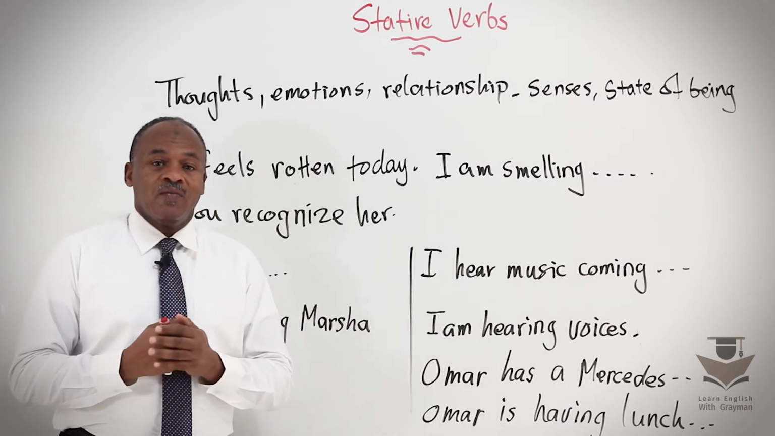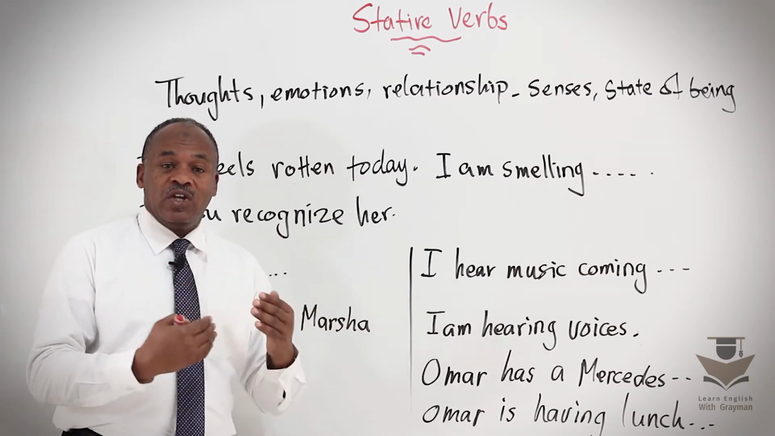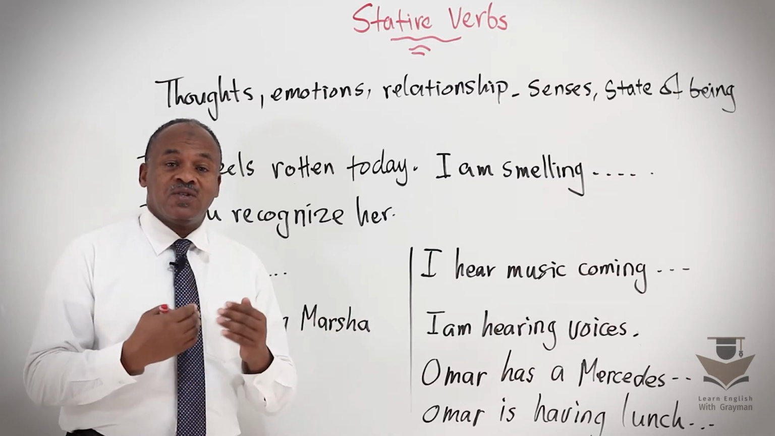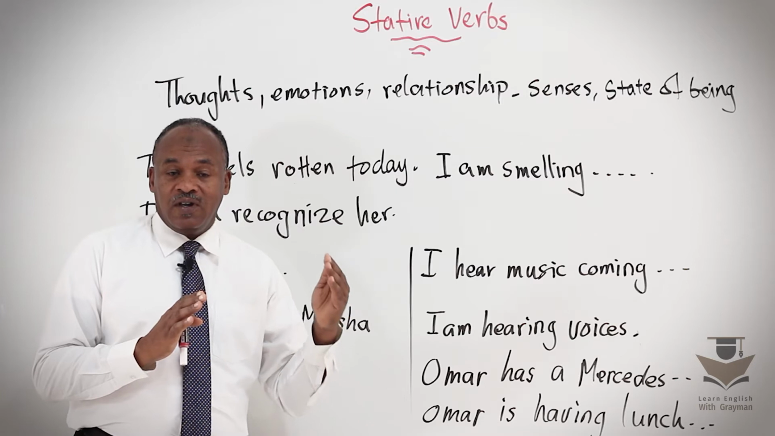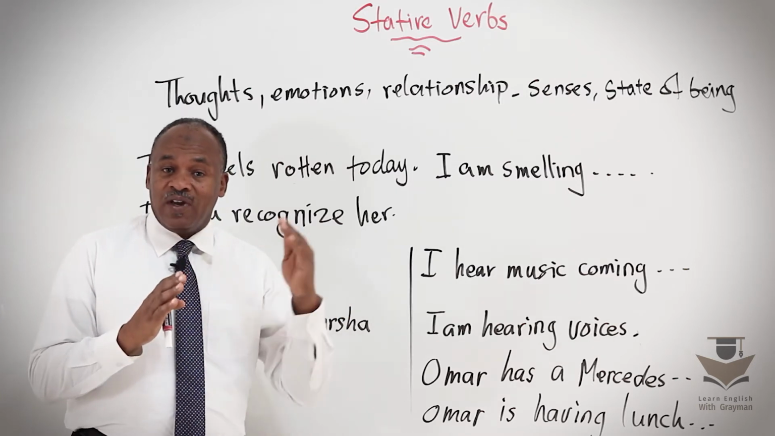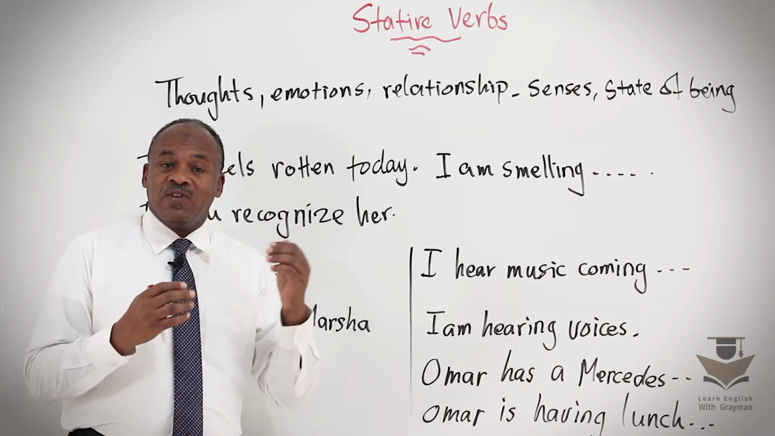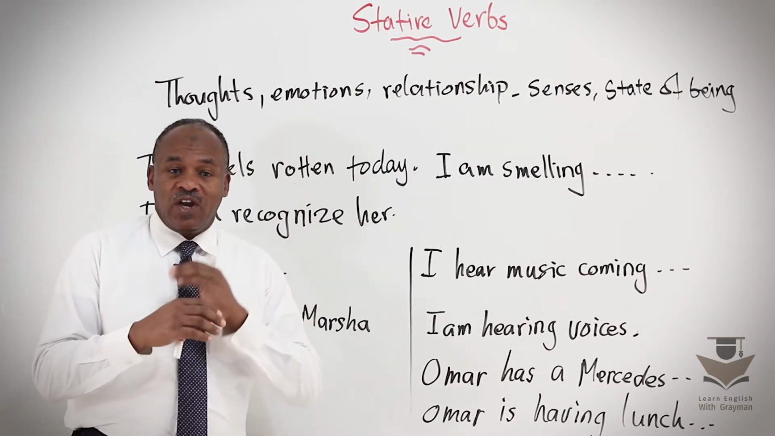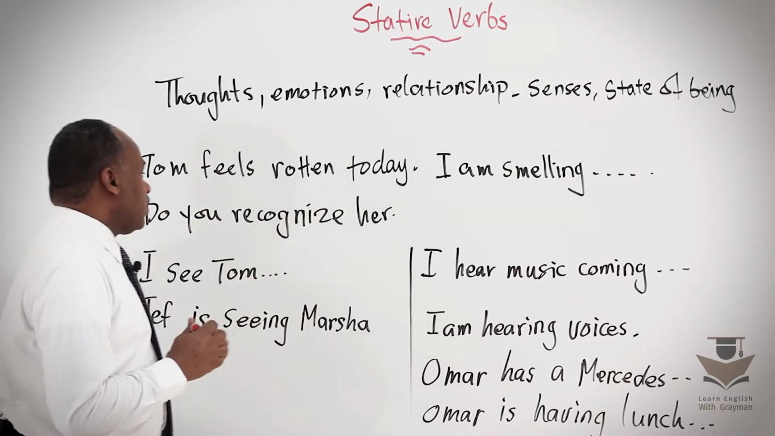For example, now I am teaching. I am teaching now. So this is teach, the verb plus ing. So this is an action verb. It accepts ing. But if I use any of the stative verbs, the ing cannot be used there. Let's look at some examples here.